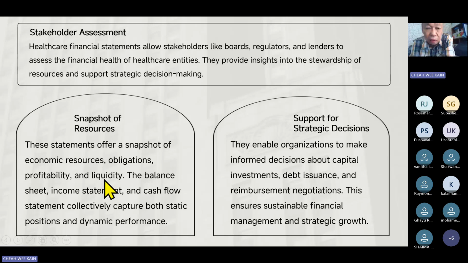You use this kind of document for strategic decisions. The bank will look at this document to think whether they can lend to you or not. A potential investor will want to look at it to decide whether they want to invest more, or if you are a public listed company, people who want to buy or sell shares of your company will use this kind of document.